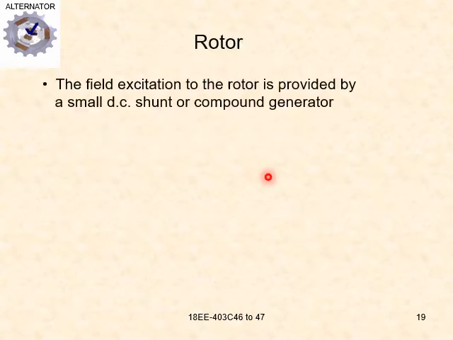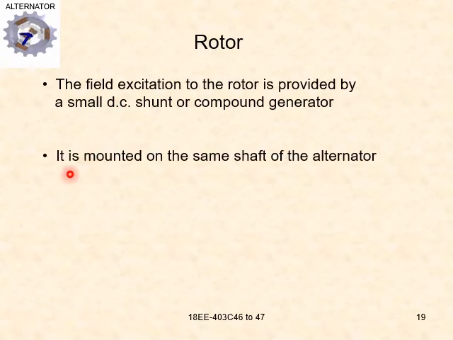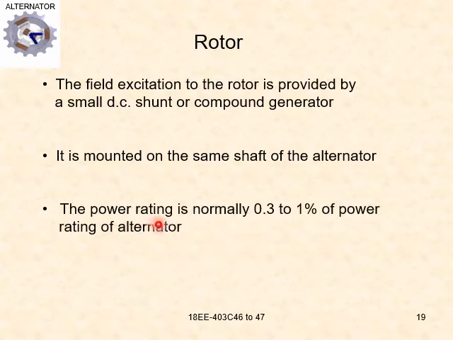Coming to the rotor, the field excitation to the rotor is provided by a small DC shunt or compound generator, and it is mounted on the same shaft of the alternator, and the power rating is normally 0.3 to 1% of the power rating of the alternator.